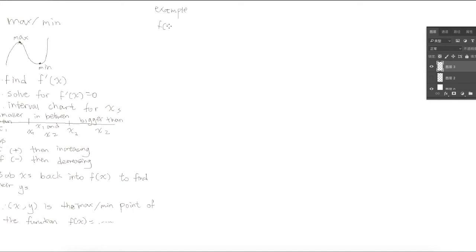So, f of x equals 3x to the power of 5 minus 20x to the power of 3. This is going to be our original function. So first, you take the derivative of f of x, which f prime of x would equal 15x to the power of 4 minus 60x to the power of 2.